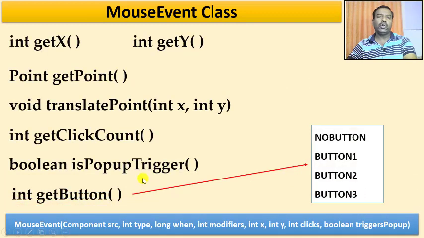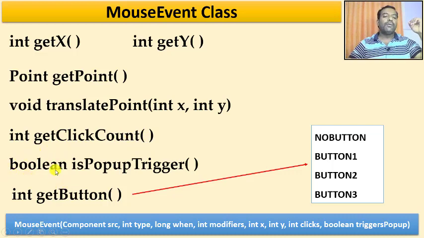These are the methods I'm going to use. If I want to know the X value and the Y value, use these functions. And if I want to know both the X and Y value at a time in a single structure, use getPoint. And if I want to translate this point, right now the current point, by adding a few X and Y values, I can use this method by passing X and Y values. When I call this function, the X and Y values will be added to the current position of the point. And when I want to know how many clicks have been made, use the method getClickCount.